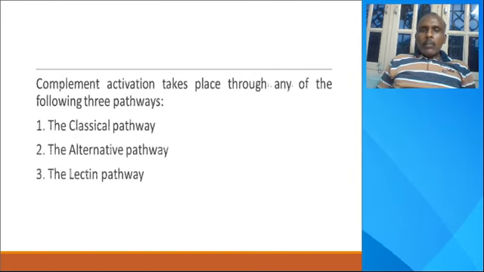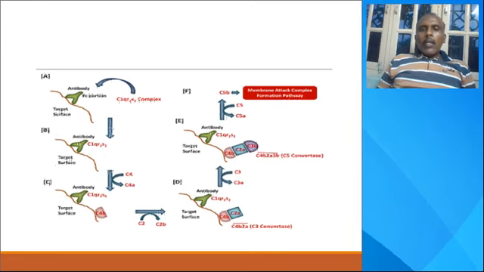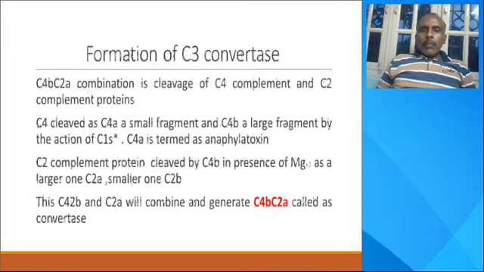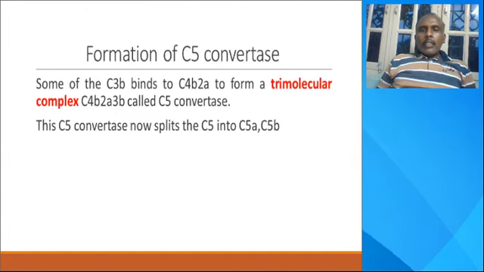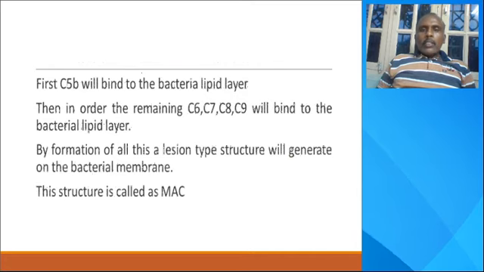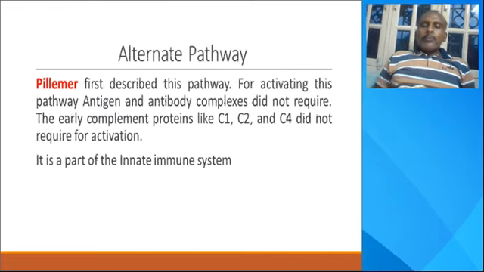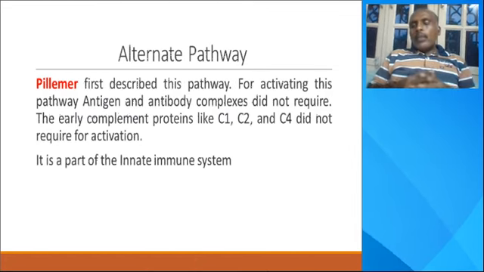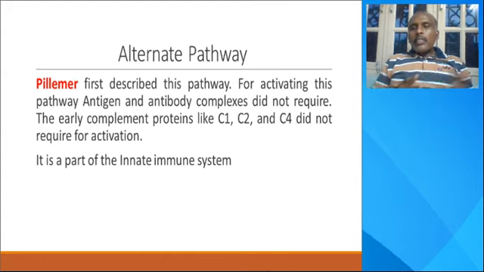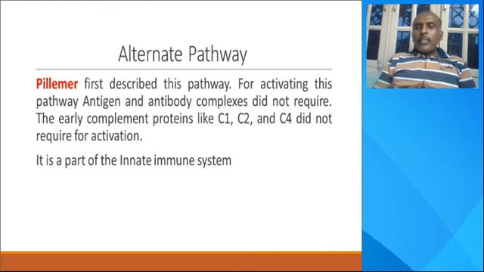So what are the remaining pathways? The alternate pathway and also the lectin pathway. In any pathway there are similarities. Up to the formation of the C3 convertase there are differences. After the formation of the C3 convertase there are similar steps, and also some differences.